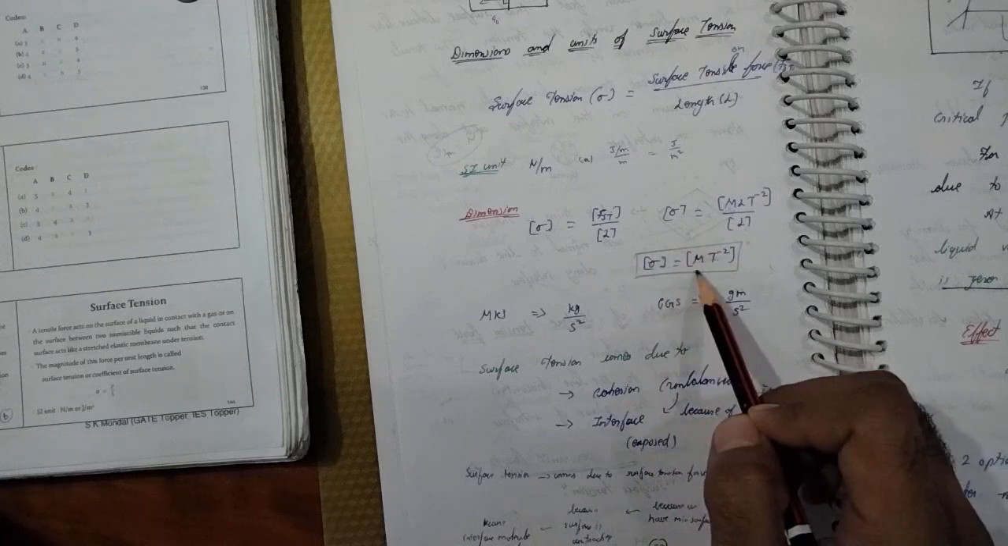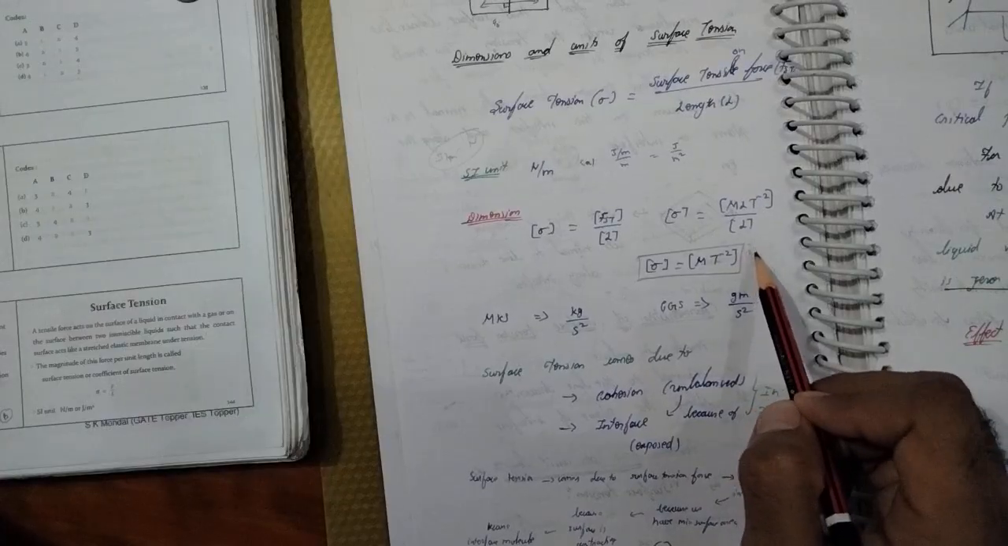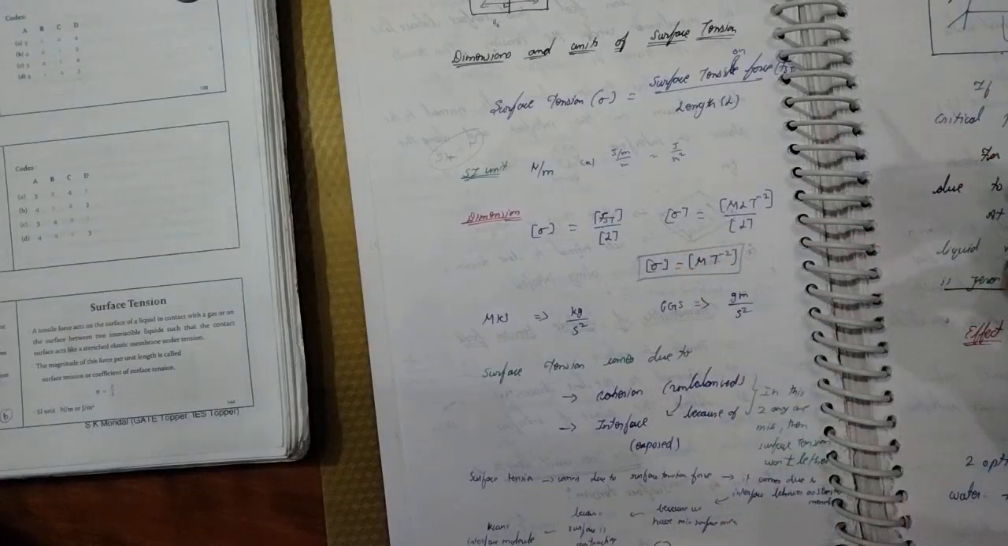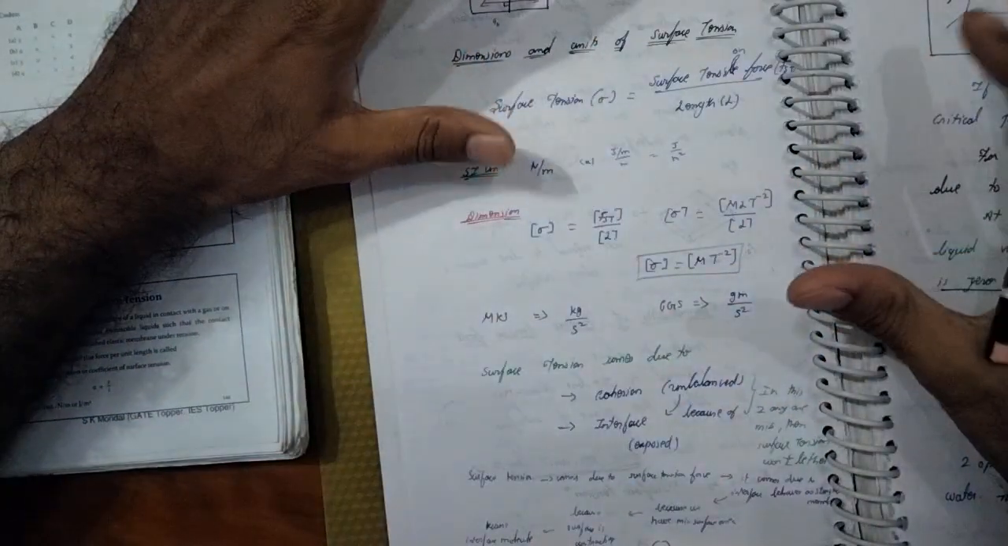So surface tension, what is the dimension? MT power minus 2. This is the most important question that will be asked in a lot of HAL, a little bit of ISRO, and a lot of other competitive exams. This question won't be asked in most of the GATE, but it will be asked in other private exams. So okay, why does surface tension occur?